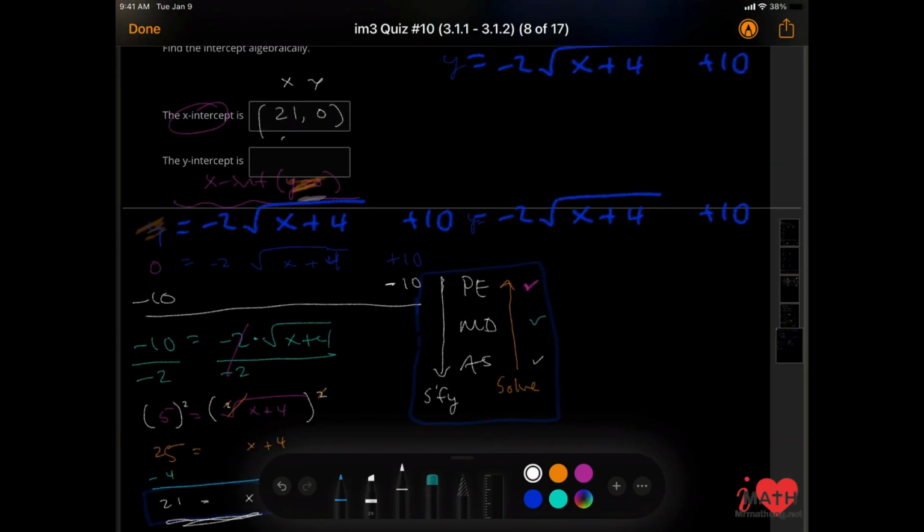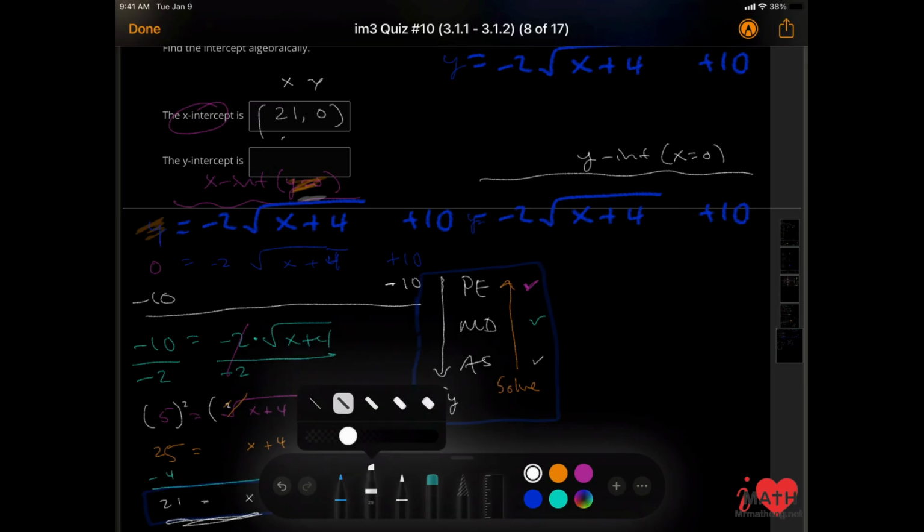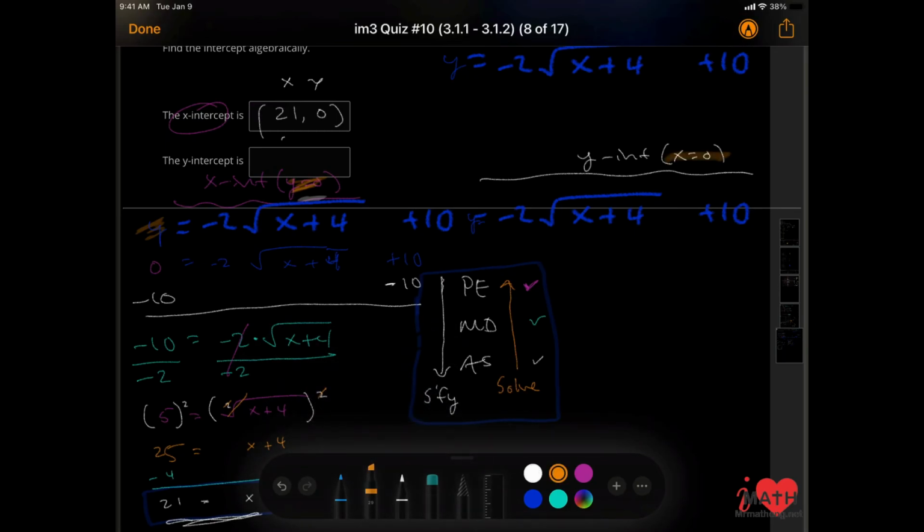But this time we are finding the y-intercept, which means making x equal to 0. So I'm going to go ahead and do that. Let's make this one a little thicker. We're going to put in a 0 here, and then everything else is the same. Y equals negative 2 square root of 0 plus 4, plus 10. Okay, we're doing the same thing now. Let's erase these so we can use these again. We are solving.